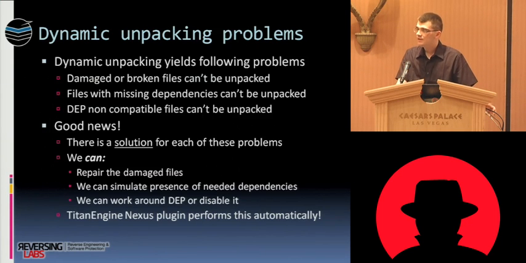Since all of the unpacking we do is either static or dynamic, but we want to rely on dynamic unpacking more because it's a more resilient form of unpacking, that yields a couple of problems. That yields a problem of damaged and broken files that cannot be unpacked because they cannot be started in Windows. We're going to show that a bit later. We also have problems with files that have missing dependencies, which cannot be unpacked. If you have a file which is loading a dynamic link library which isn't on your system, if you are to unpack that file dynamically, you cannot do that because Windows cannot find it.